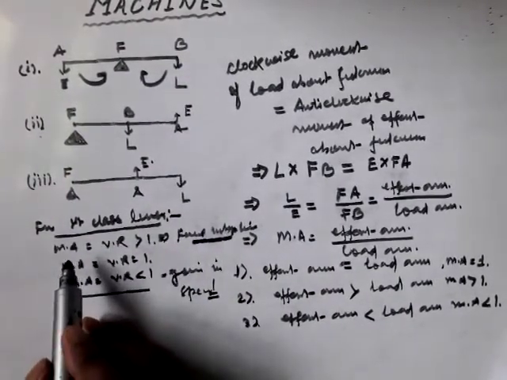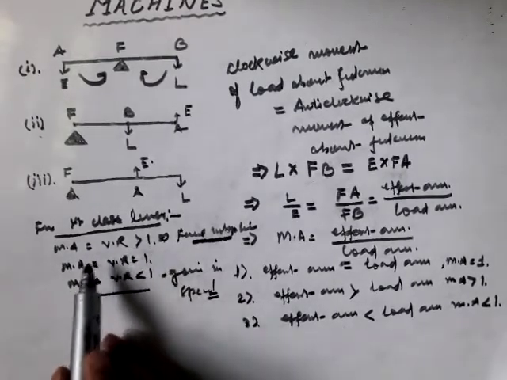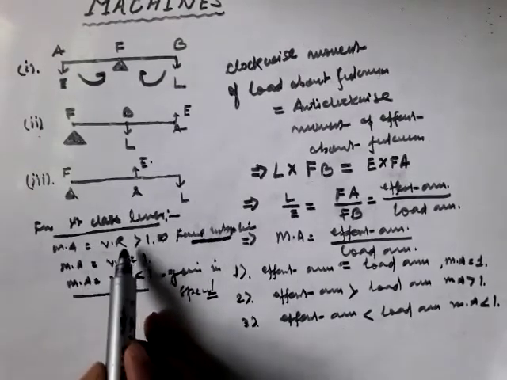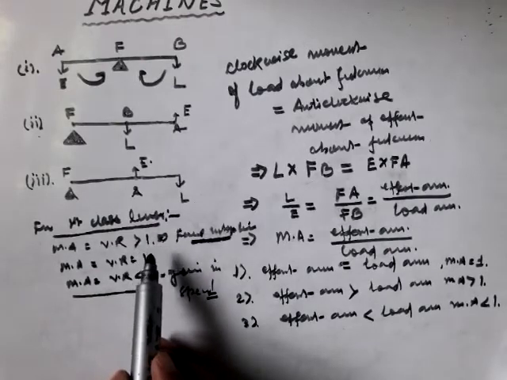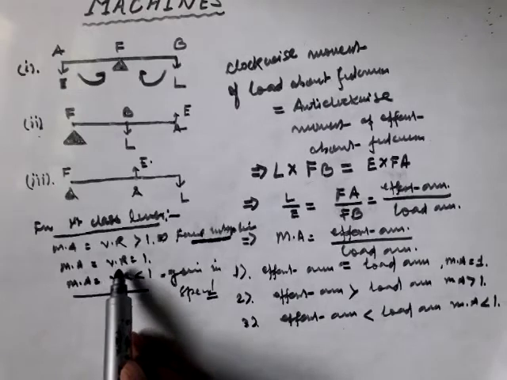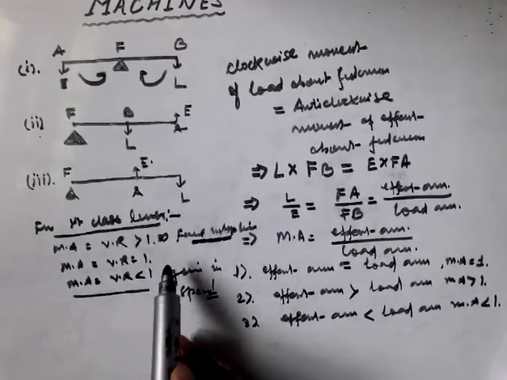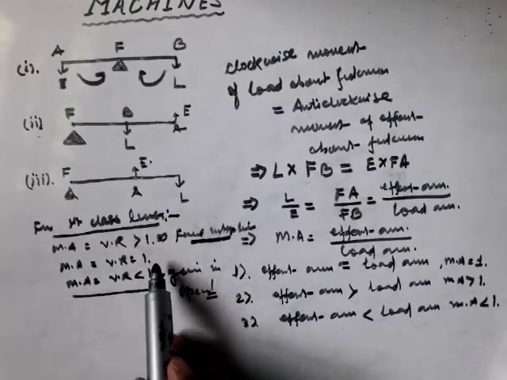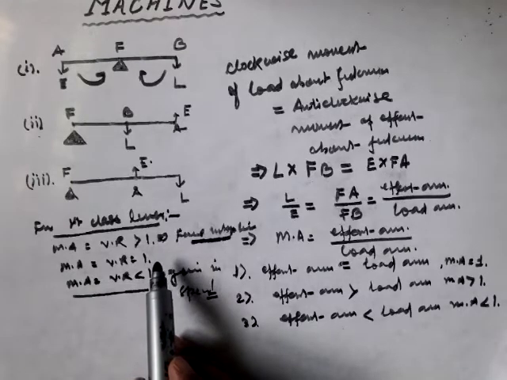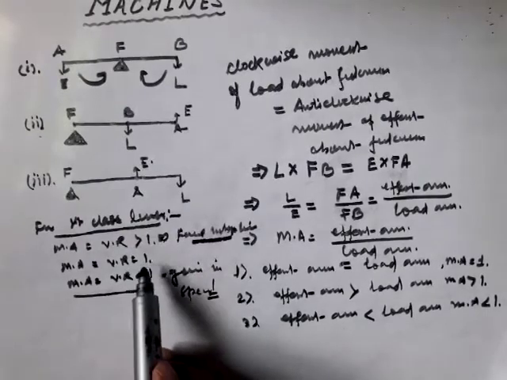One thing I am reminding once again: when the mechanical advantage and velocity ratio is greater than 1, that is, when the effort arm is greater than the load arm, it acts as a force multiplier. When the mechanical advantage and velocity ratio is equal to 1, that is, if the effort arm is equal to load arm, we can take the example of a physical balance. It will be equal to 1.